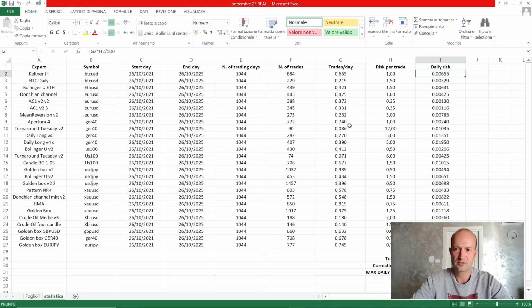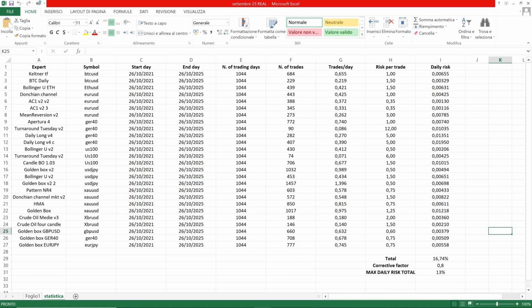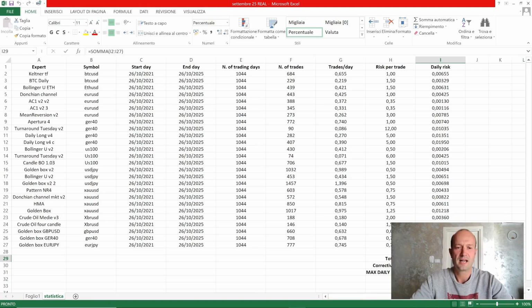Since I have multiple experts, in my case I have 26, I do these calculations for all the experts. In the end, I will get this column with all the daily risk data for each expert. The first approximation I can make is to sum up all these numbers, and in the end I get this percentage, which is a total of 16.74%. What does this mean? It means that if we had a correlation equal to 1, so if all the experts worked together on average and were correlated, we would have this value of 16.74.